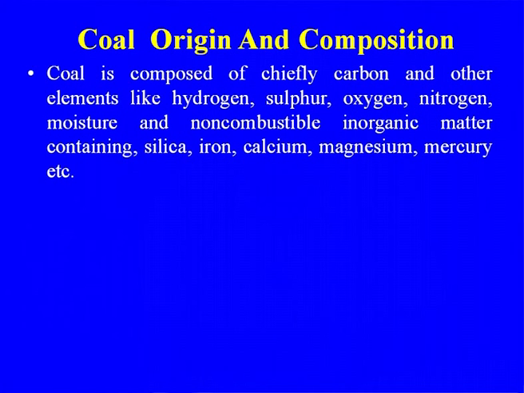Coal is composed chiefly of carbon and other elements like hydrogen, sulfur, oxygen, nitrogen, moisture, and non-combustible inorganic matter containing silica, iron, calcium, magnesium and mercury. Mercury emission was earlier not a problem from the thermal power plant, but in many coals the amount of mercury is very high, and mercury emission has been reported in thermal power plants. So mercury is again a problem, especially in case of thermal power plants.